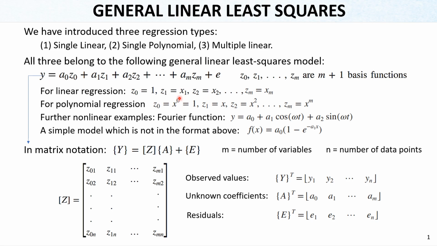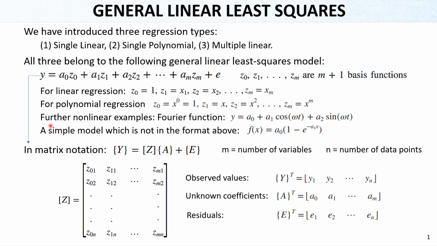Of course, we can have more than 2 variables, so z2 can be x2 up to xm. And if we don't have these, only x1, then it's just this data. So this is for linear regression. For polynomial regression, we will have power values: x to the power 0, x to the power 2, x to the power m over here.